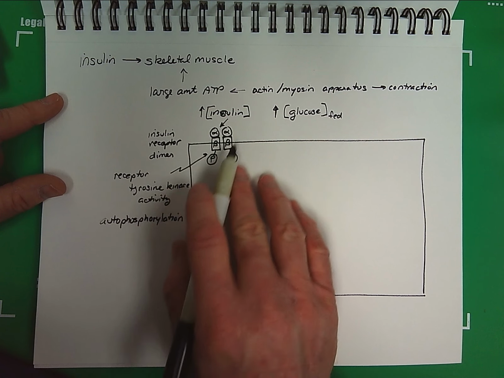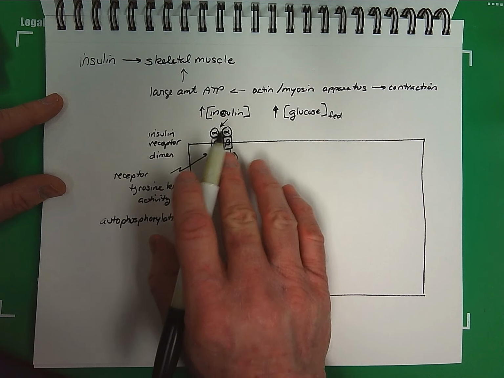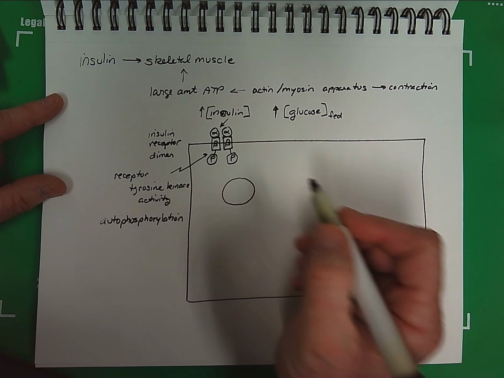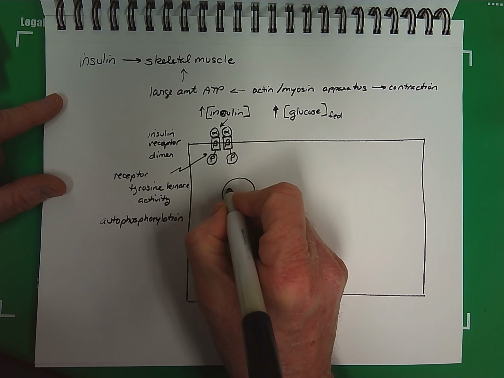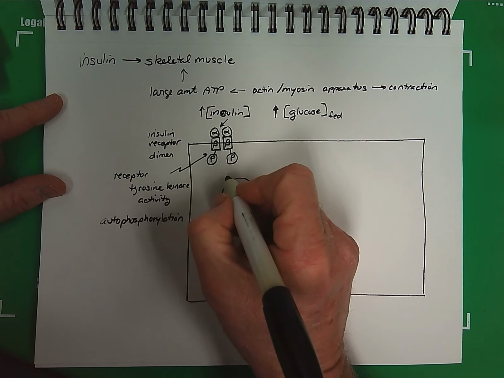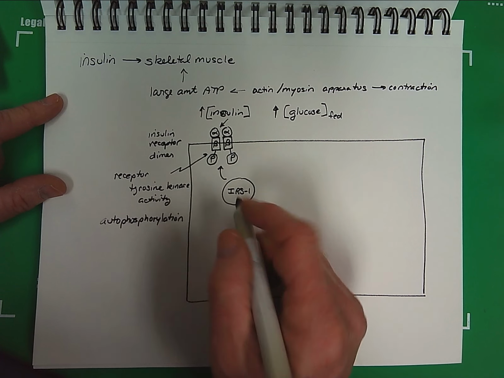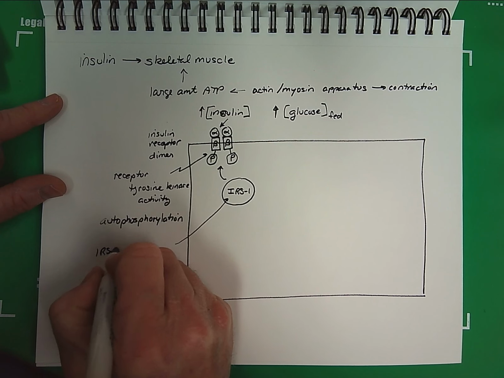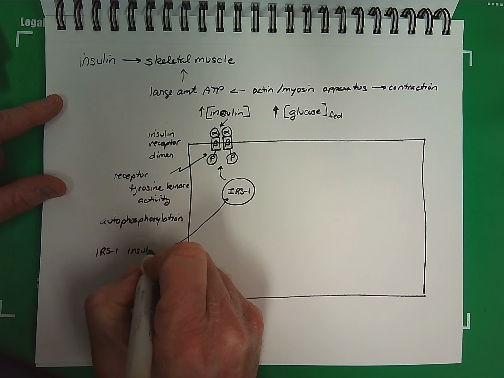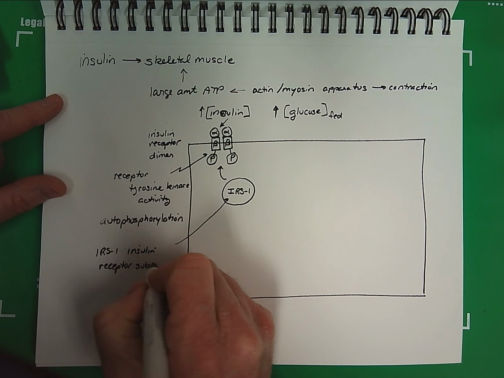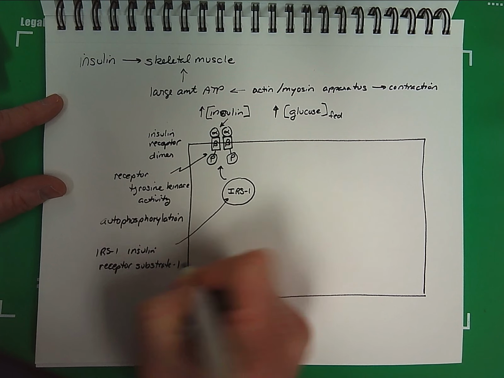Now the phosphorylation of this protein changes the look of the protein, such that another protein that is soluble in the cytoplasm is able to bind to it. So the phosphorylation of the beta subunits of the insulin receptor induces the binding of another component that is called IRS1, which stands for insulin receptor substrate 1.